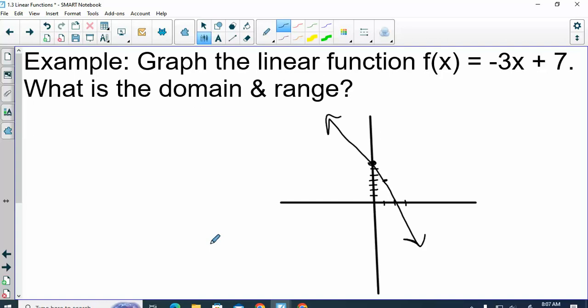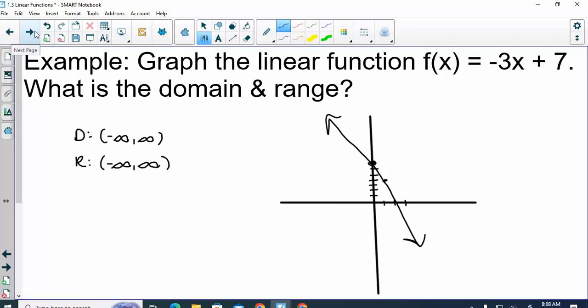Okay. What's the domain? And the range? Domain, we know left to right, this line keeps going, so we'll hit everything eventually. Range, bottom to top, again, keeps going, we're going to hit everything eventually.